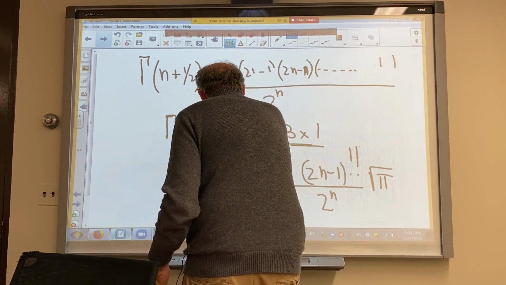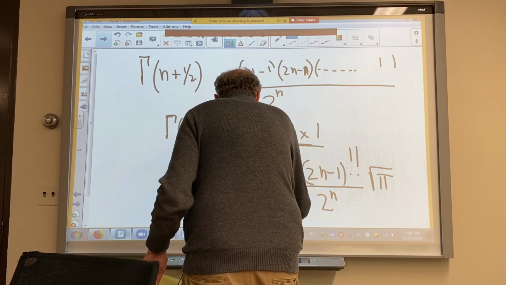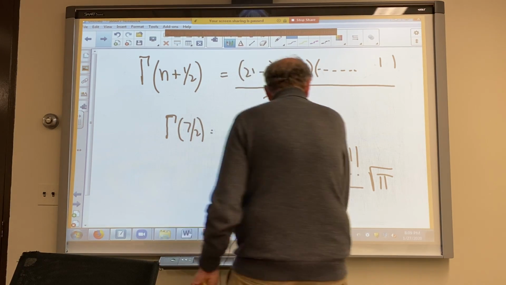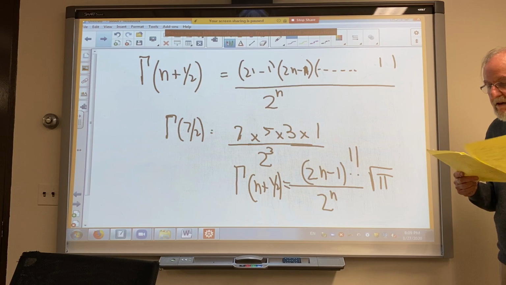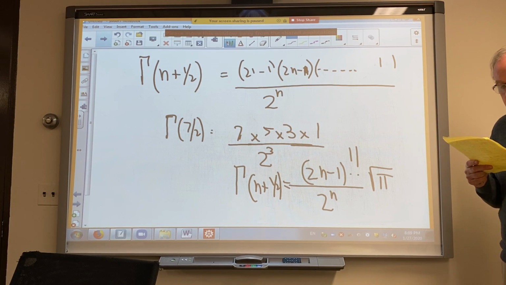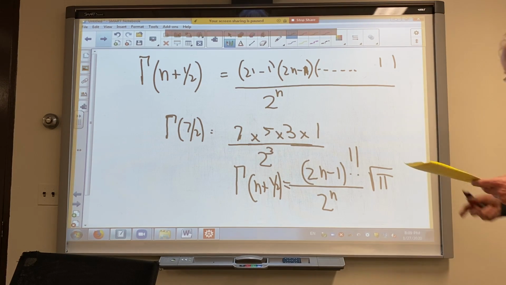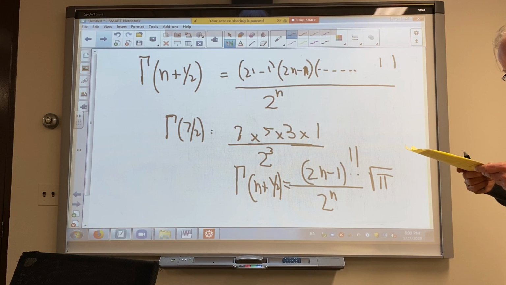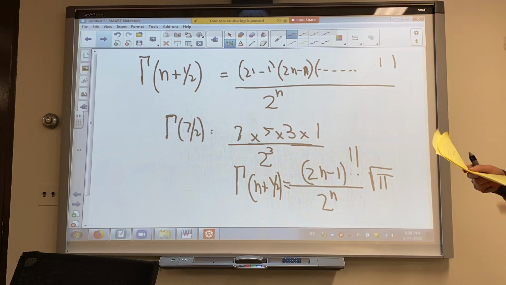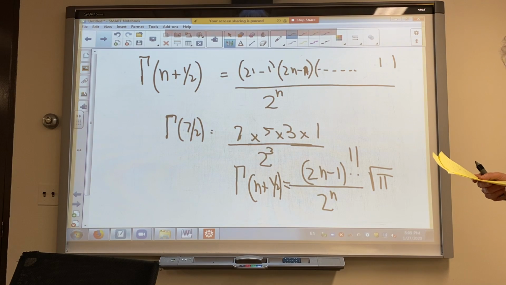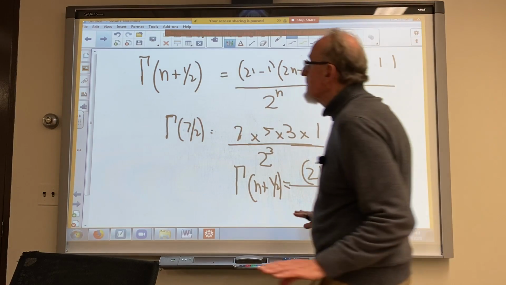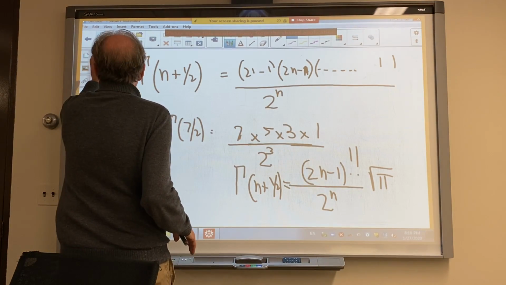That's an important result. The gamma of any integer plus 1/2 is this number. Did I get it right? It is 2n minus 1 double factorial over 2 to the n, multiplied by square root of pi. Actually, that's all I need here? Yes. Yeah, that's enough. For the purpose of doing these calculations, it's enough.